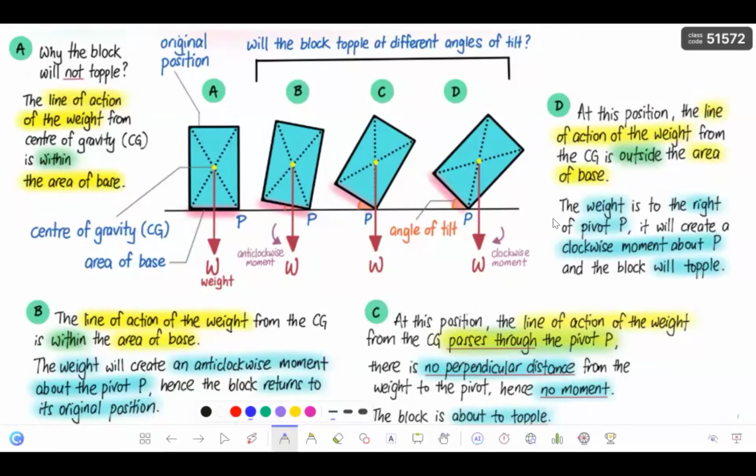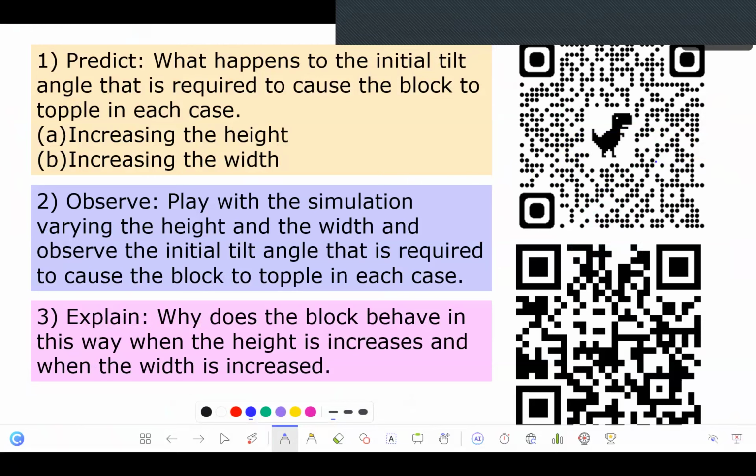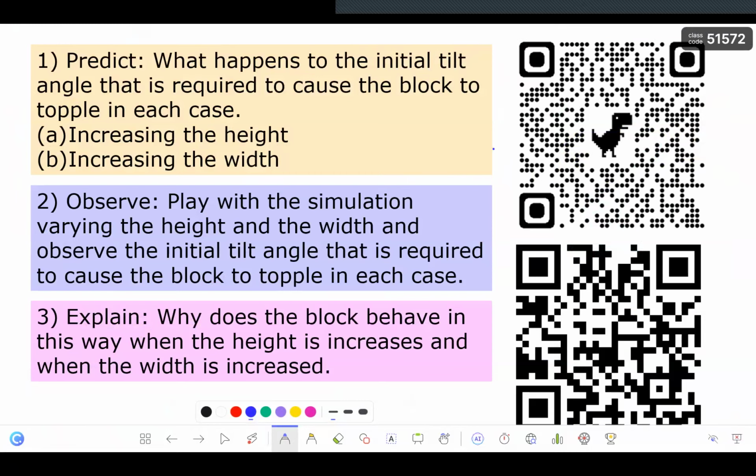Okay, next. You may scan the QR code at the top. It leads you to GeoGebra simulations. You can play with it, but before you play with it, I want you to predict what happens to the initial tilt angle that is required to cause a block to topple when I increase the height of the object and when I increase the width of the object. At any one point, you can only increase one item, and you see how much the block can be tilted before it topples. So the first step, you predict.